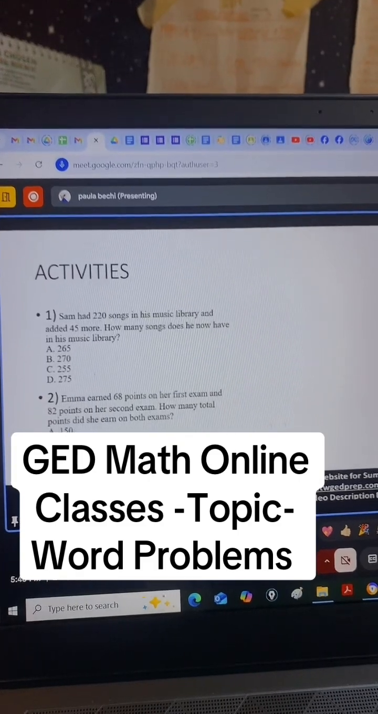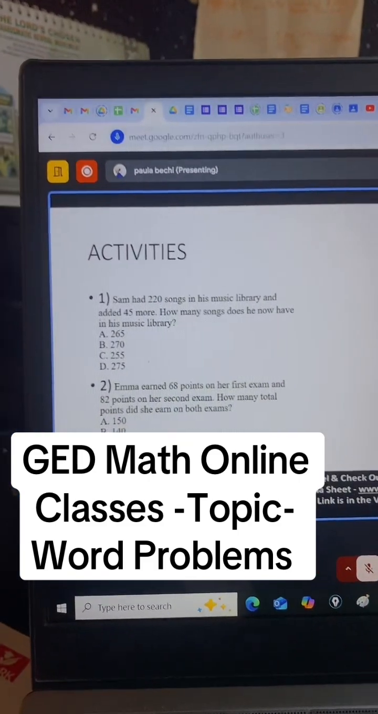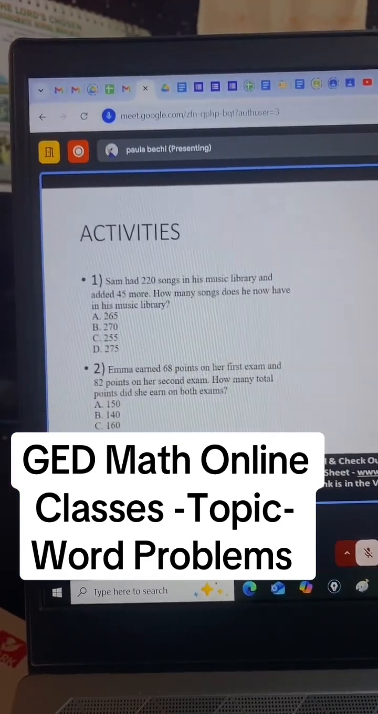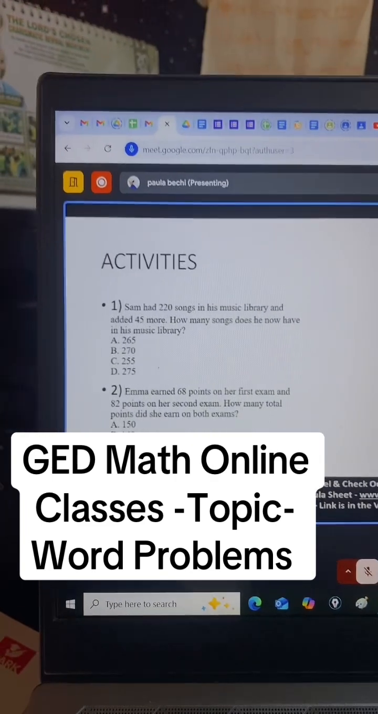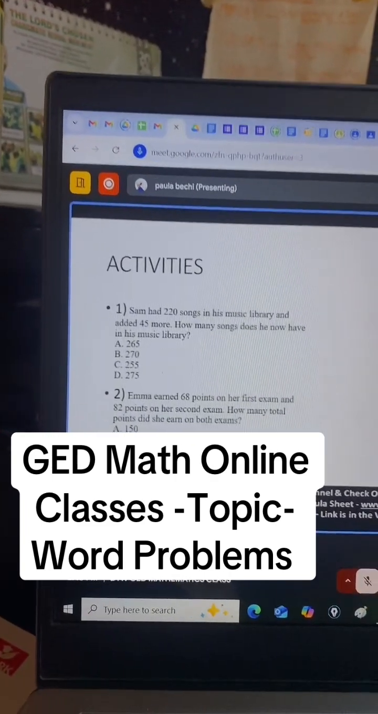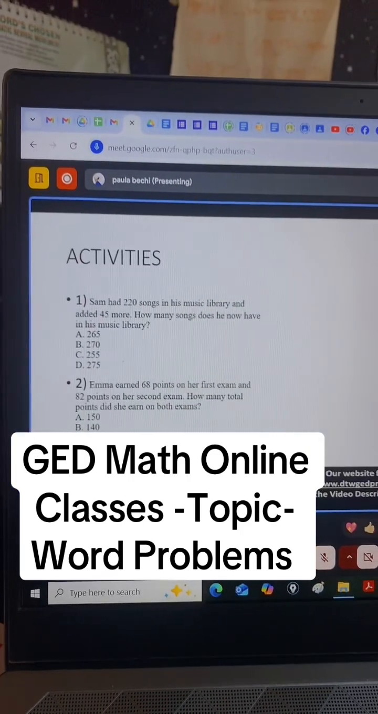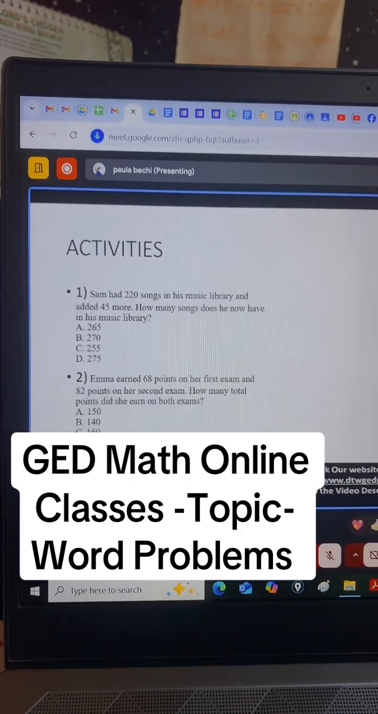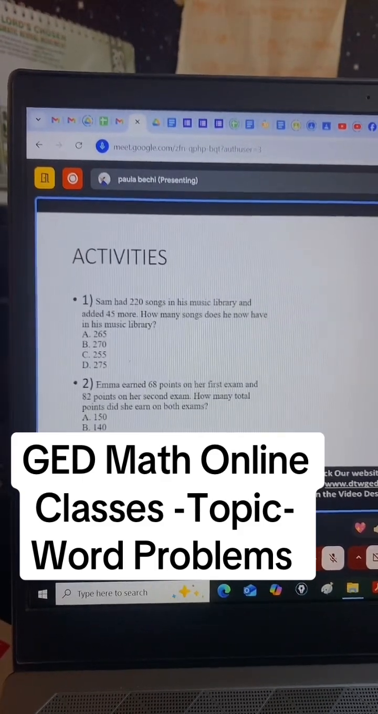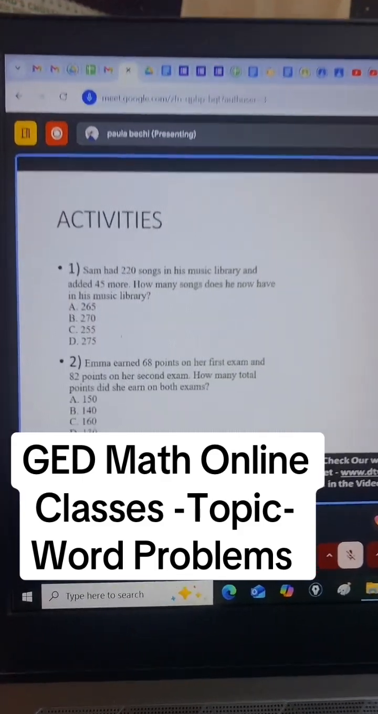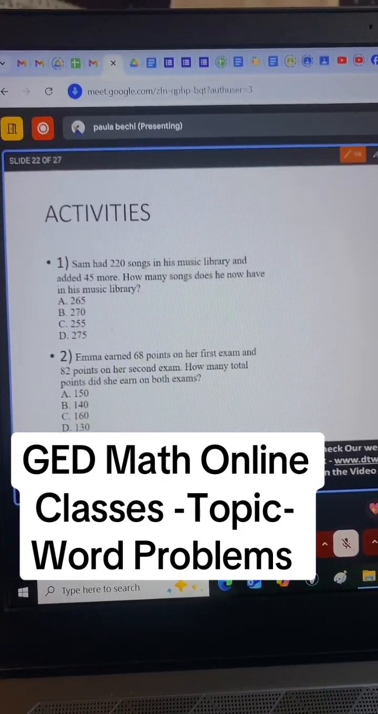The second one says Emma earned 68 points on her first exam and 82 points on her second exam. How many total points did she earn on both exams? They are asking you for the total, that means add up all the points.